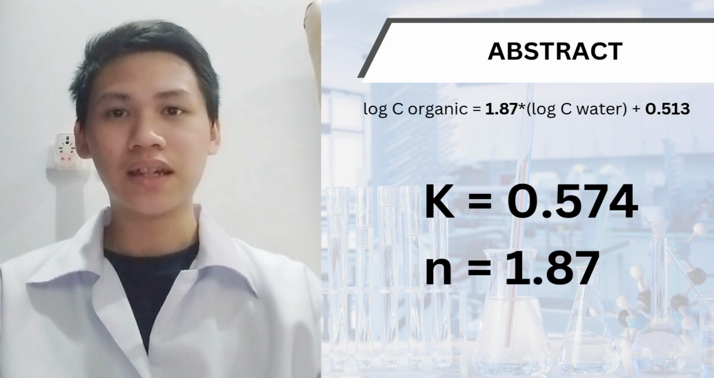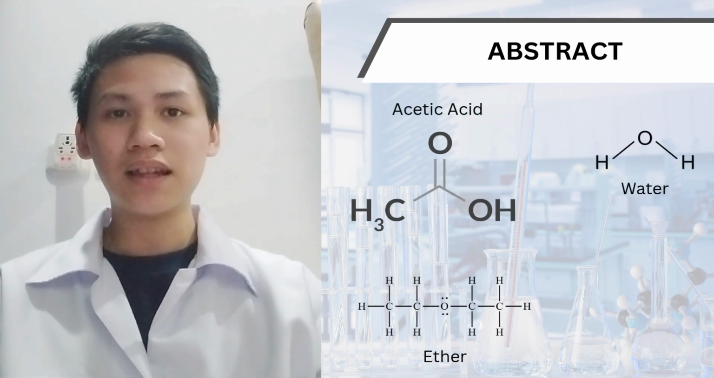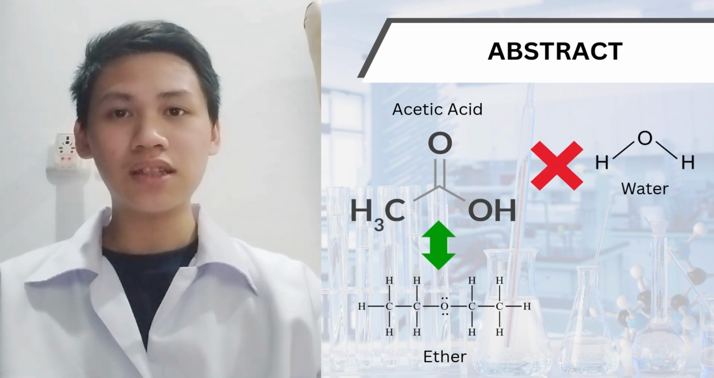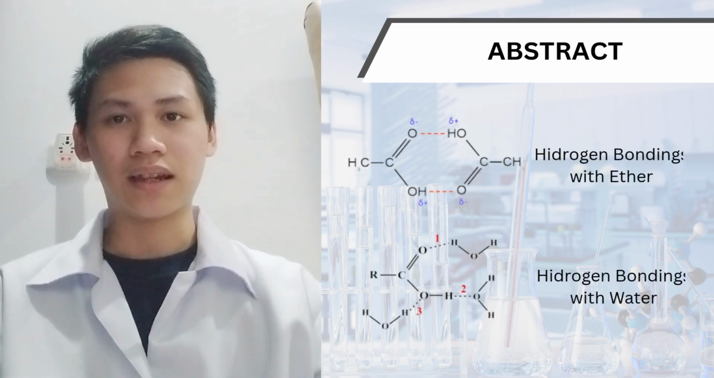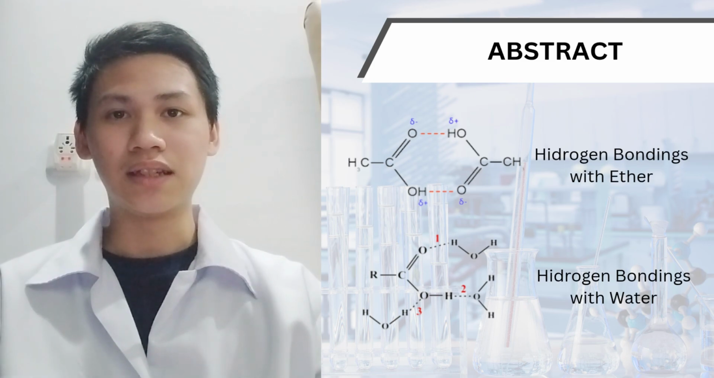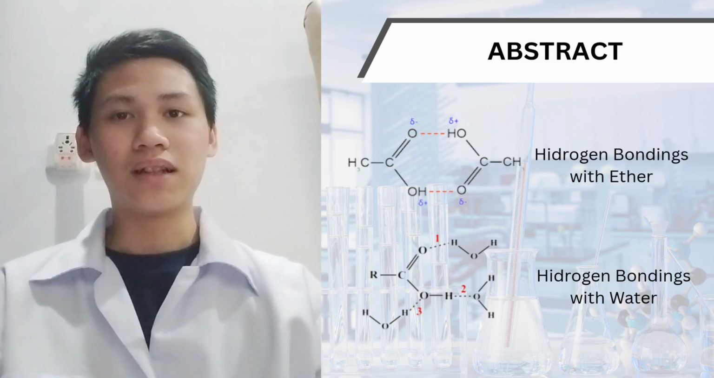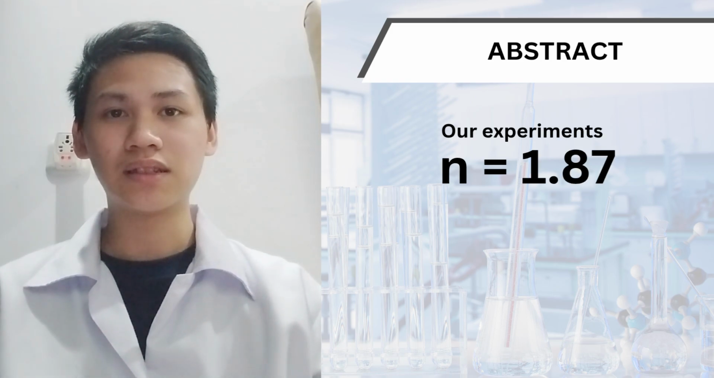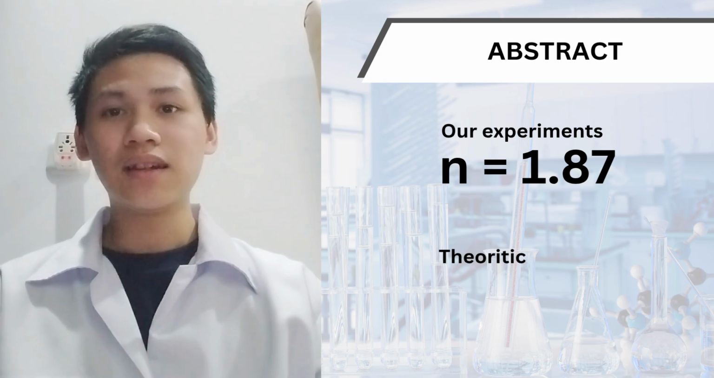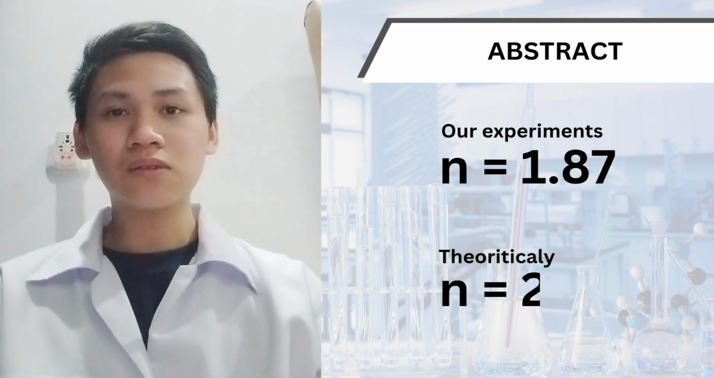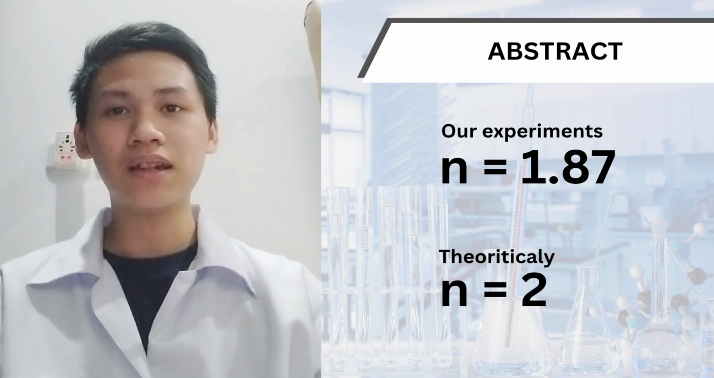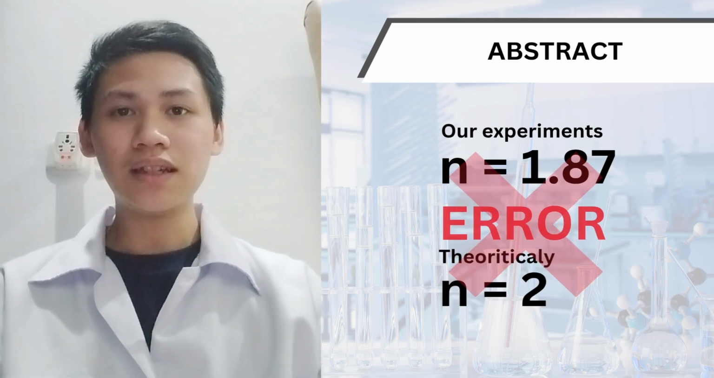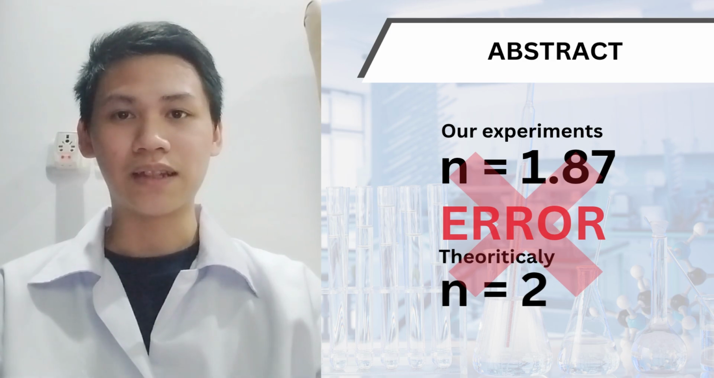1.87. The result indicates that acetic acid is more soluble in ether than in water due to intermolecular association such as hydrogen bonding in the organic phase, while deviations in the degree of dissociation from the theoretical value of approximately 2 may be attributed to experimental errors and additional interaction between solute and solvents.